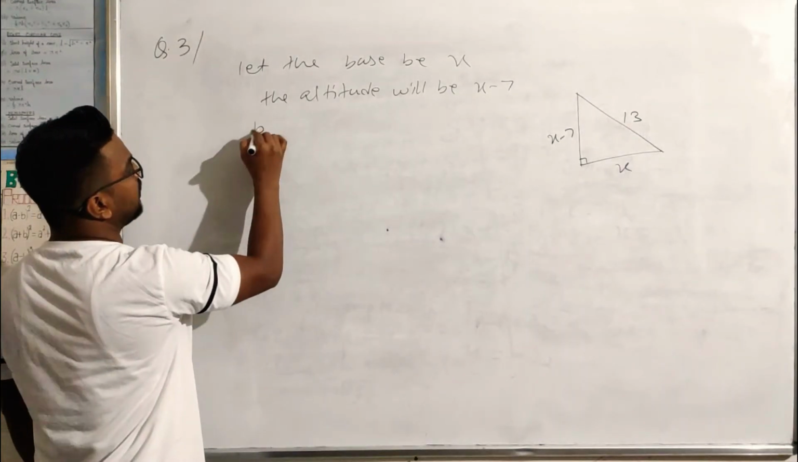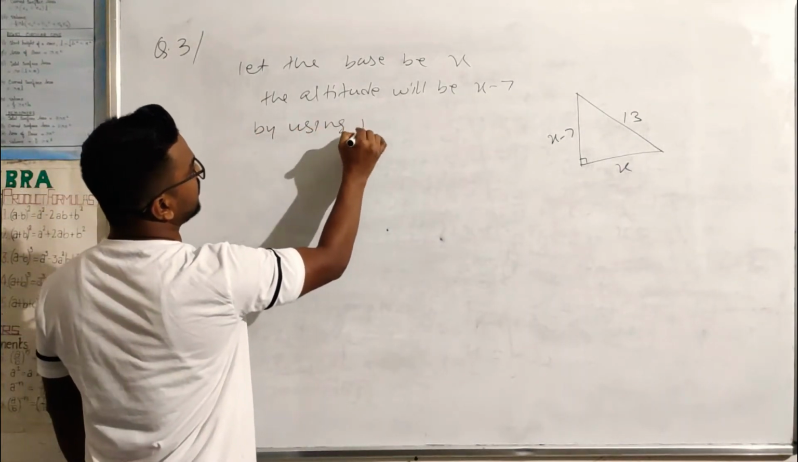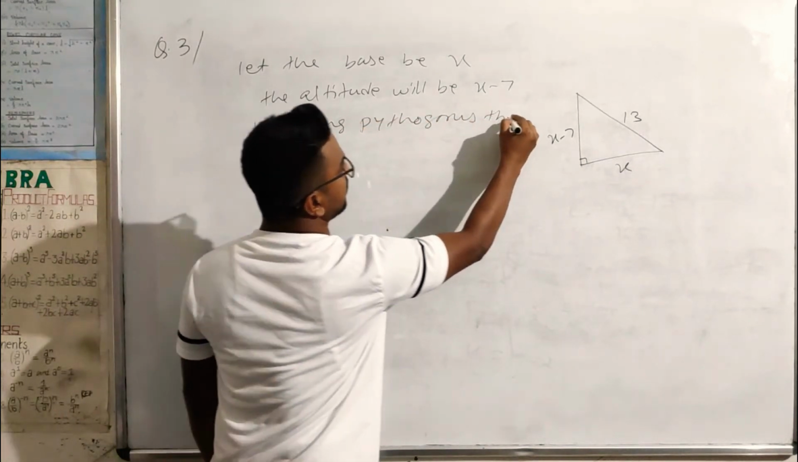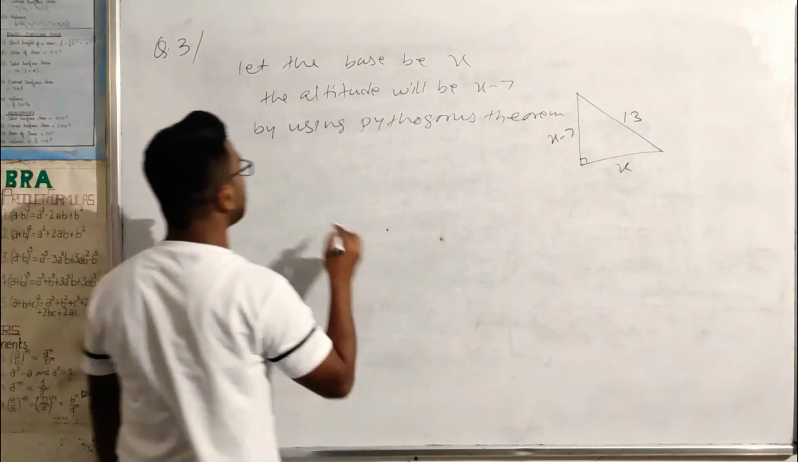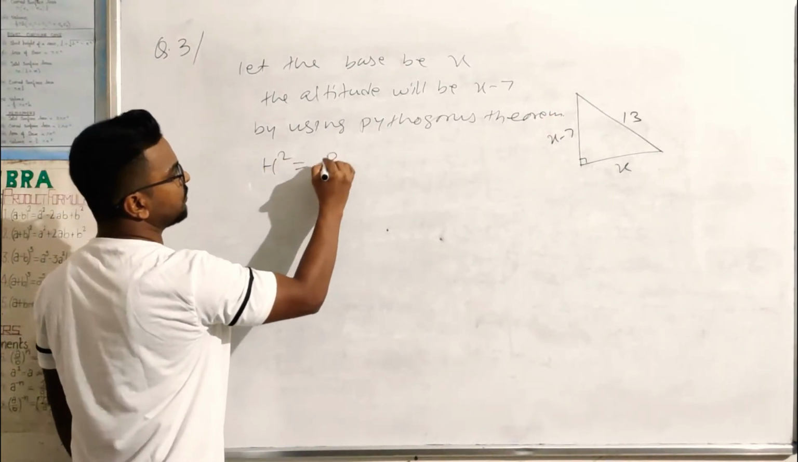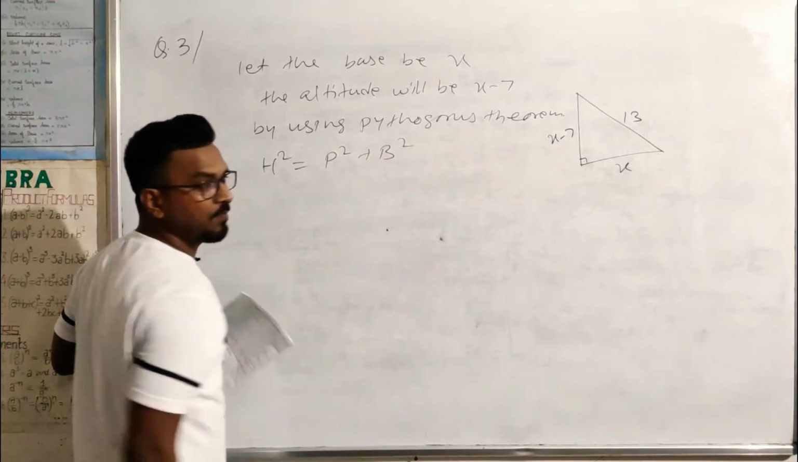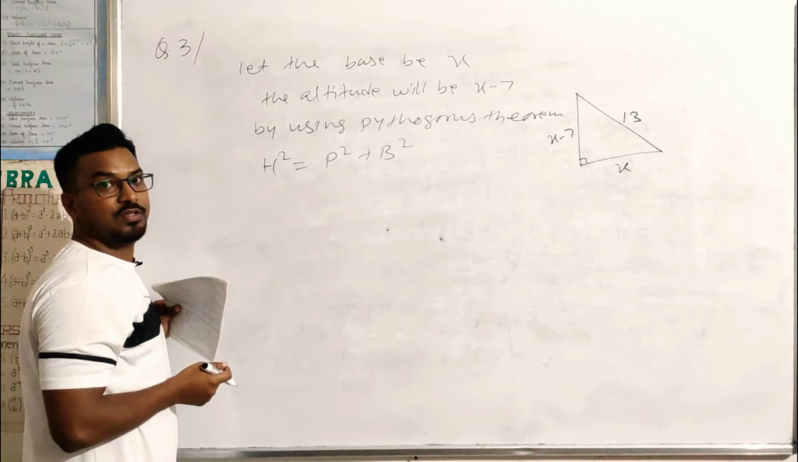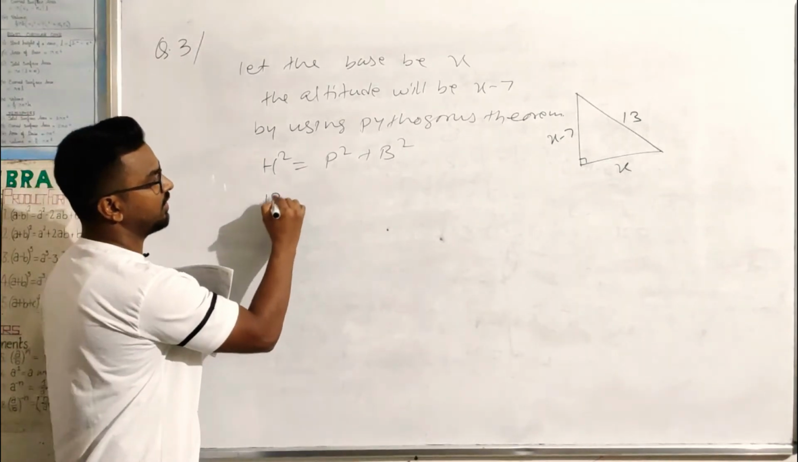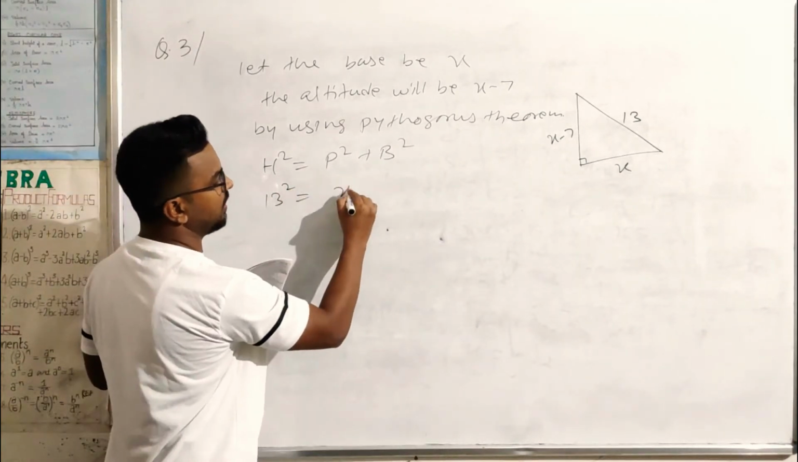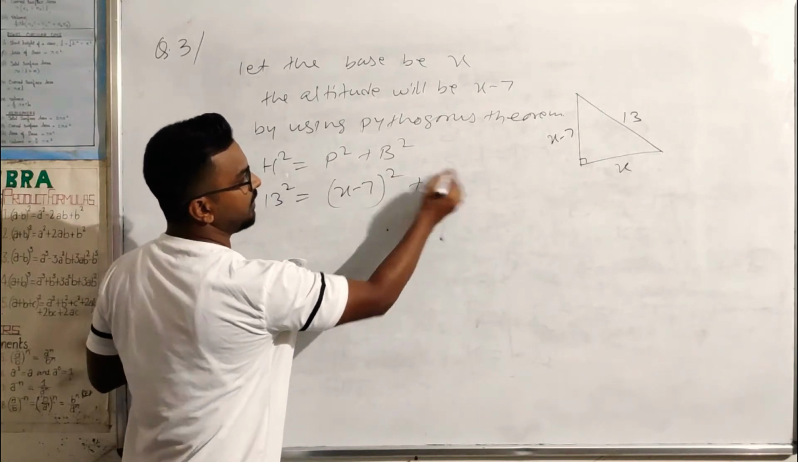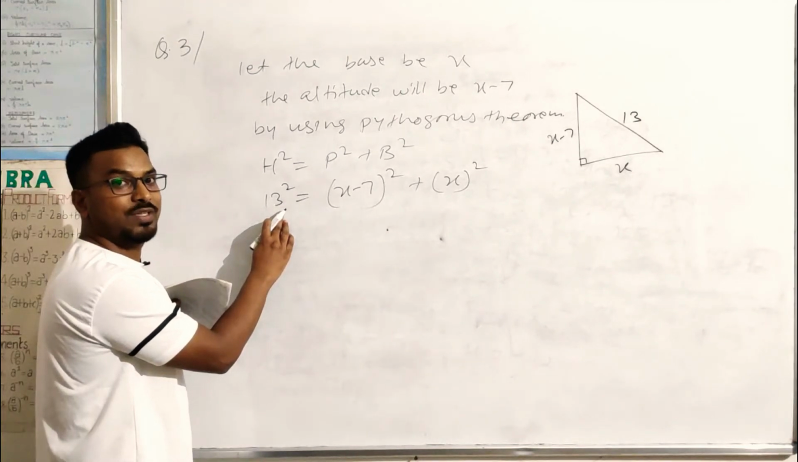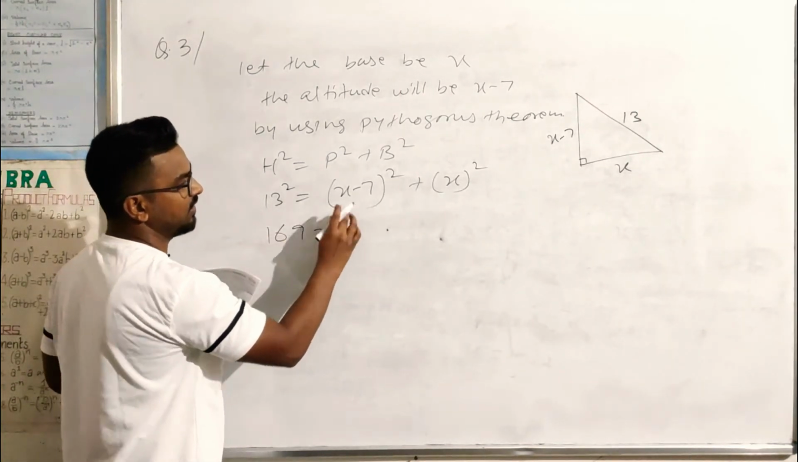So by using Pythagoras theorem, that is h square equals p square plus b square. This is the formula, right? So we'll put the values now. What is hypotenuse? Hypotenuse is 13, so 13 square. Perpendicular is x minus 7 whole square. Base is x square. So 13 square is 169, so we'll write 169.